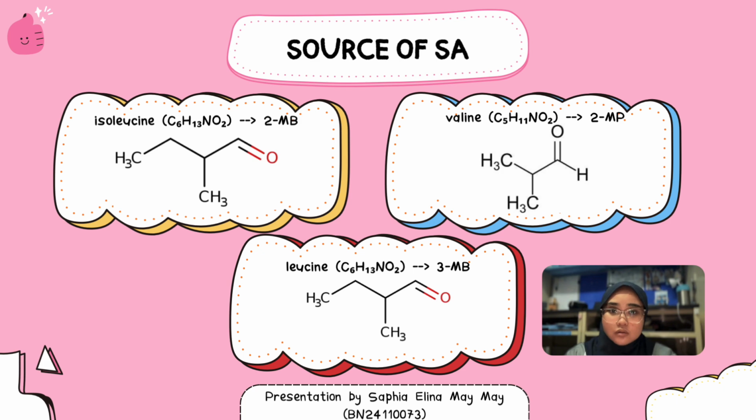C6H13NO2. Isoleucine, the precursor of 2-MB, is primarily found in proteins such as fish, eggs, and meat. Valine, the precursor of 2-MP, can be found in soy, while leucine can be found in dairy products and legumes. These natural sources highlight how common these compounds are in everyday foods, contributing to various aromas and flavors.